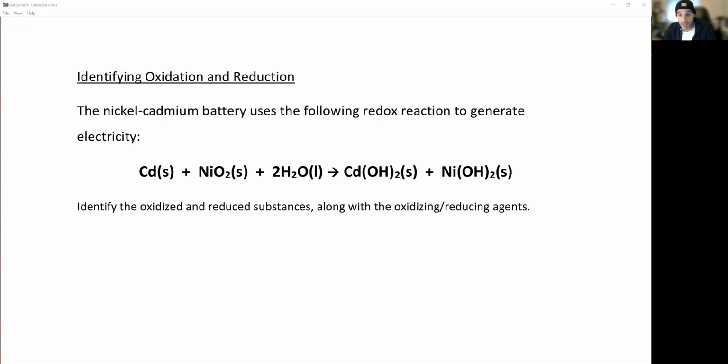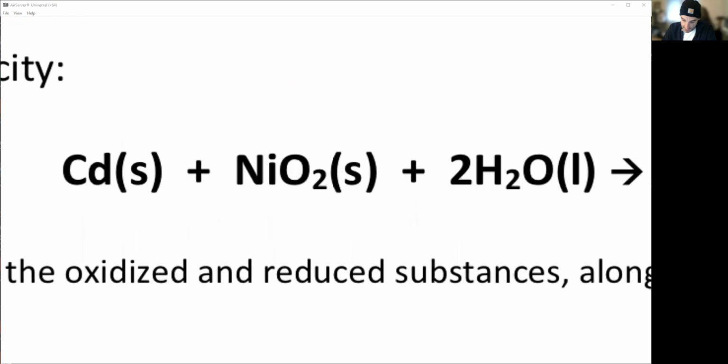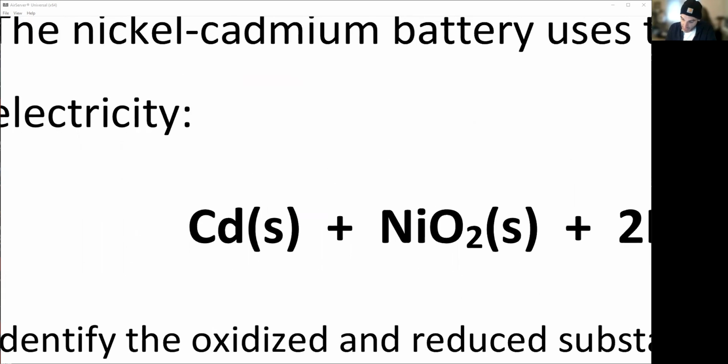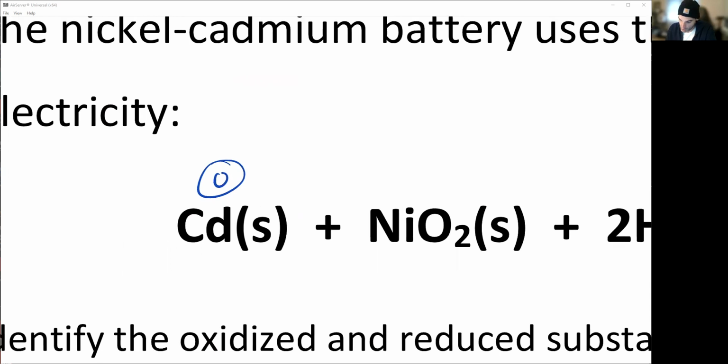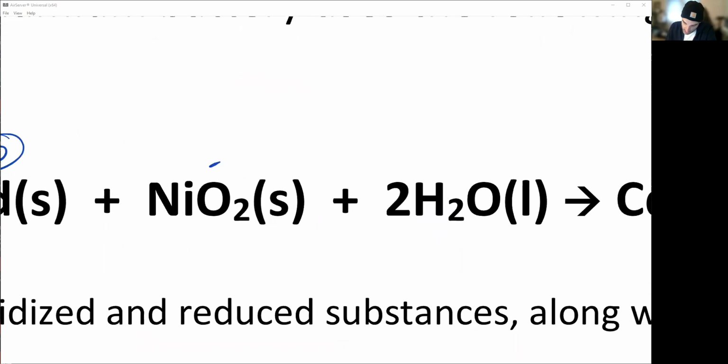So we've already done this as well, but let's take a look. Based on what we just did, let's assign oxidation states. So cadmium, 0. It's elemental. It's all by itself. So we expect cadmium, because it's neutral, to have a 0 charge. Nickel oxide. I know oxygen is -2, and that's -4 total. The whole thing is neutral. Nickel has to be +4 in order to make this true. So nickel is going to be +4.